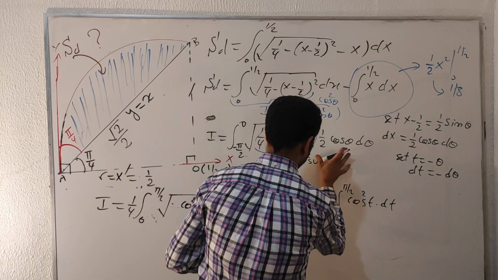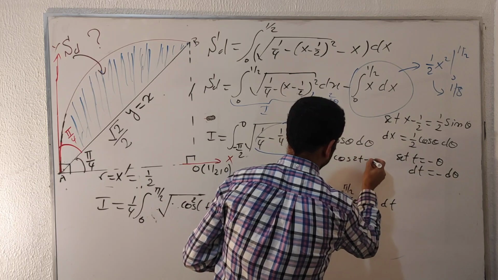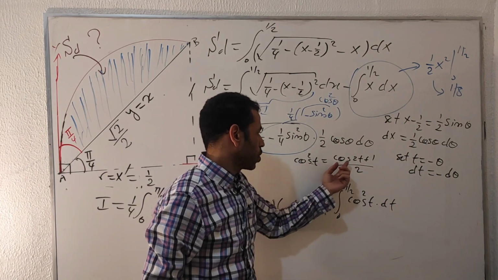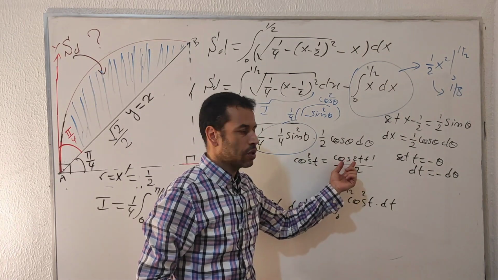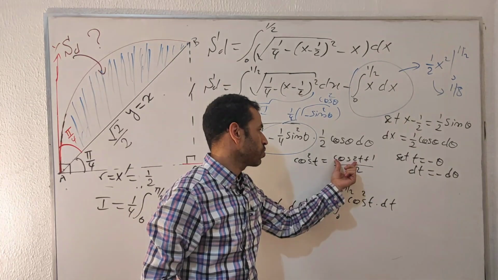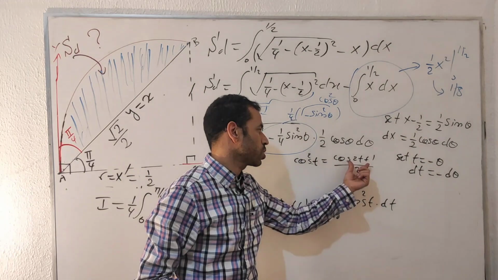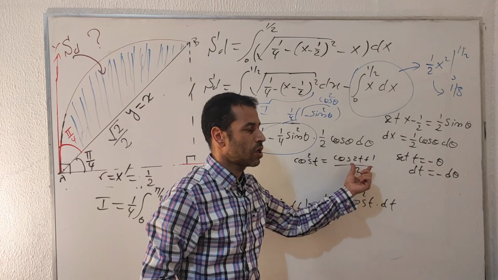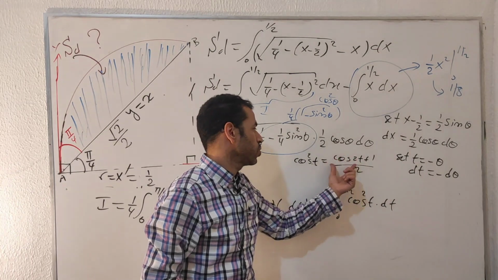Cosine square t equals cosine 2t plus 1, over 2. So how do we get to this? We have cosine 2t, which is cosine of t plus t. Expanding this out using the trigonometry formula, I get cosine square t minus sine square t. We know the relationship between sine and cosine: cosine square plus sine square equals 1. Changing everything into cosine, you get this formula.